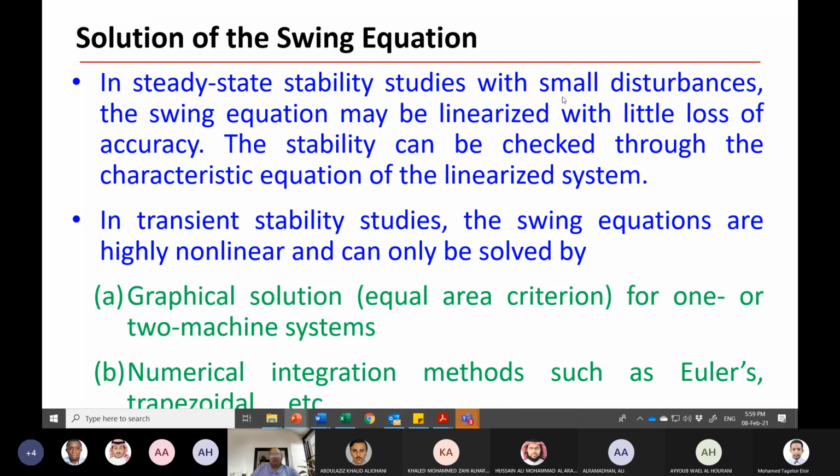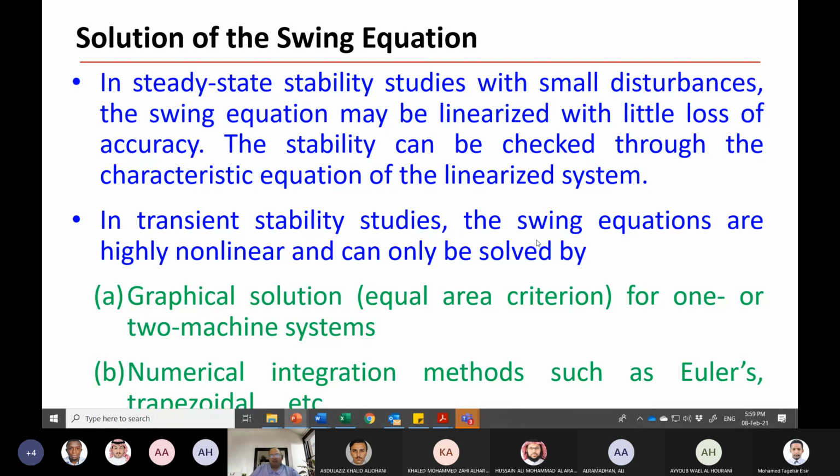In steady state stability studies with a small disturbance, the swing equation may be linearized with little loss of accuracy. The stability can be checked through the characteristic equation of the linearized model, and this is the next topic that we will start, inshallah, today.